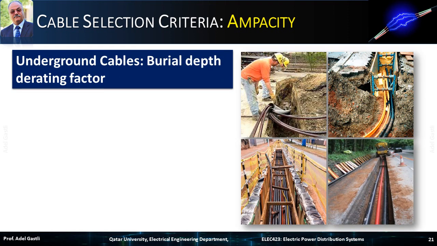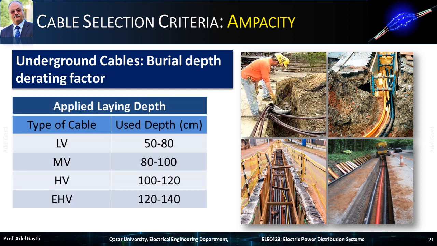For underground cables, the burial depth derating factor is also used for the calculation of the final cable ampacity. Underground cables' burial depths depend on the voltage level. This table shows the typical depth ranges of the buried cables as a function of the voltage categories. For instance, low voltage cables are buried at a depth between 50 to 80 centimeters, while medium voltage cables are buried deeper at depths ranging between 80 centimeter and 1 meter.